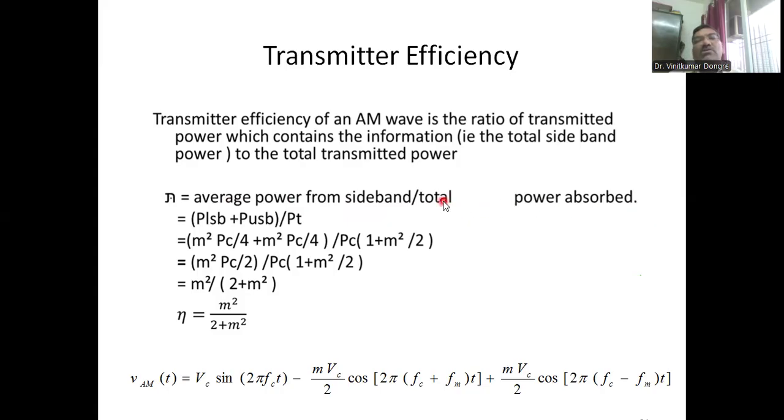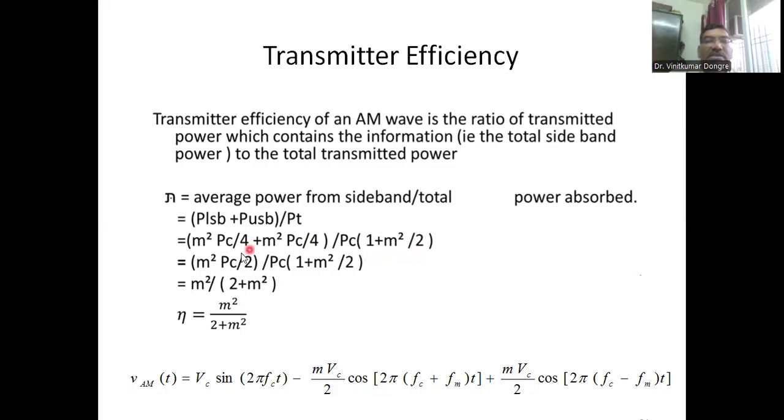And the total power is how much power you are transmitting. From where does this total power come? Just now we have calculated the total power. The numerator is the upper sideband and lower sideband power. So the efficiency is lower sideband power plus upper sideband power divided by total power. What are the upper and lower sideband powers? We have just calculated: M square PC by 4 each, where PC is the carrier power. One is the upper sideband, another is the lower sideband power. And the total power in terms of PC is PT equals PC times 1 plus M square by 2.